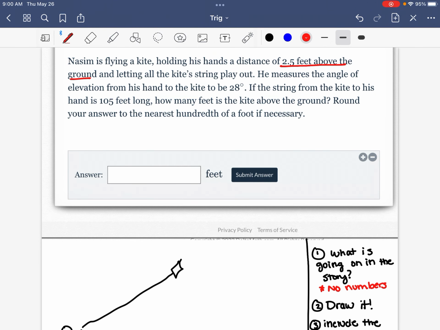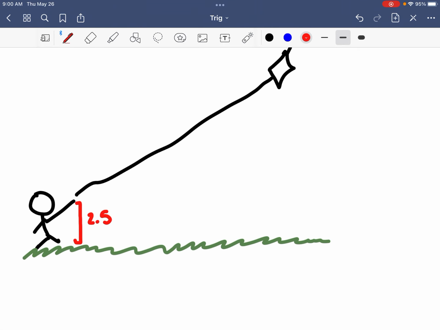He's letting all the kite string play out. Okay, that kind of sounds like unnecessary information. He measures the angle of the elevation from his hand to the kite to be 28 degrees. So this part's tricky, okay? So what he is saying here is that this is not 28 degrees, okay? He's saying from his hand to the kite. So pretend from his hand there is a horizontal line like this. So from his hand to the kite, it is 28 degrees. So right here, this is 28 degrees, okay?